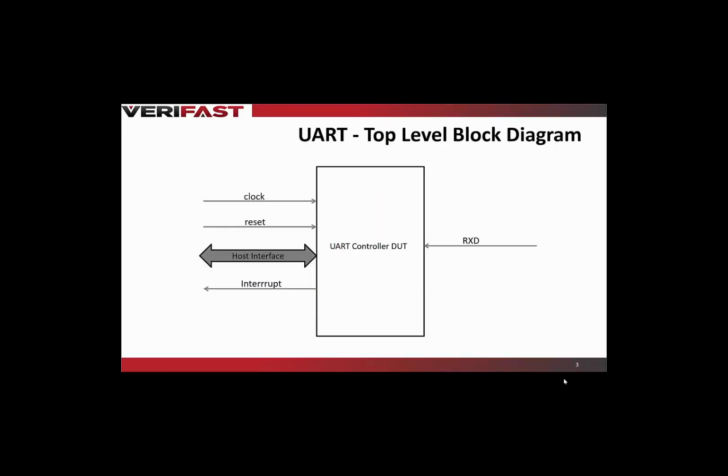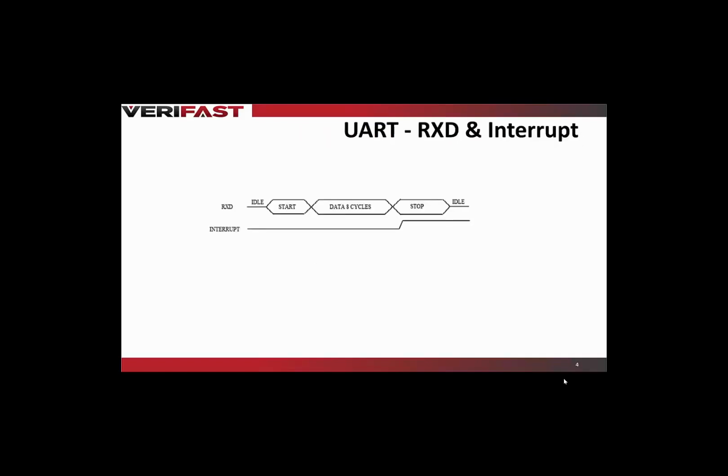The second DUT we are using is the UART DUT. Again, it has a standard input clock and reset. It has a host interface, a standard Motorola host interface, and it has an interrupt output. Also, it has a serial data in signal called RXT. The serial data in signal pushes the data serially, and you can read that data through the host interface in a parallel interface. Serial data input follows the standard UART protocol for the receive. It has a start bit, 8 bits of data and a stop bit.